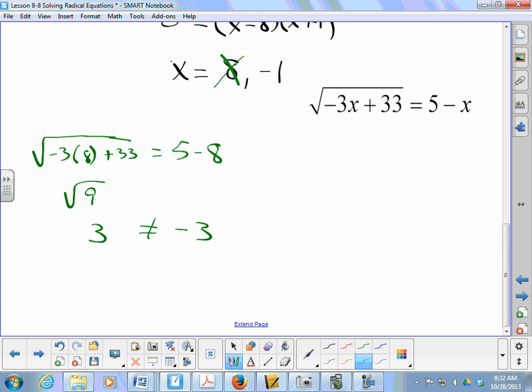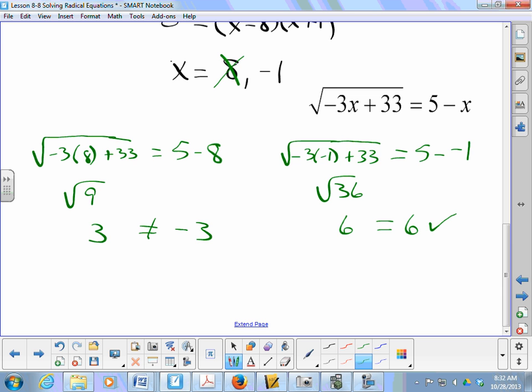All right, let's try 1, or negative 1. So let's see, we get the square root of 36, which is 6, and yes, that does equal 6. So x equals negative 1 is my answer. So when you're solving those, you have to make sure you check your answer, because we can't take the square root and get a negative number.